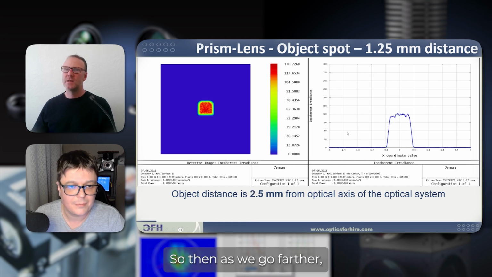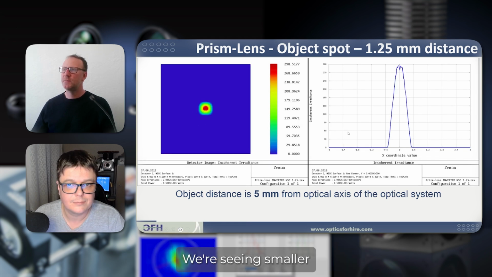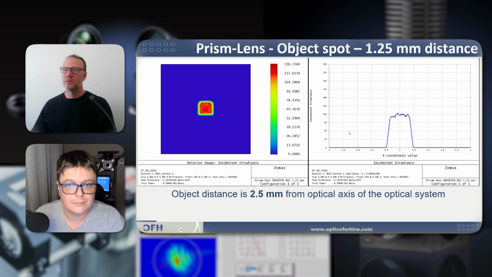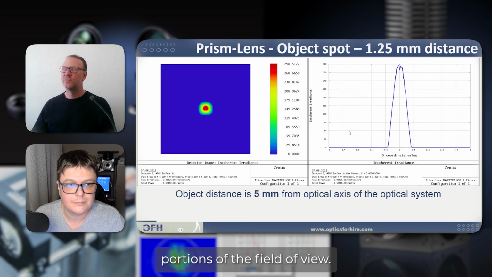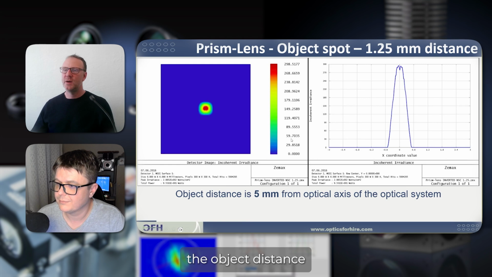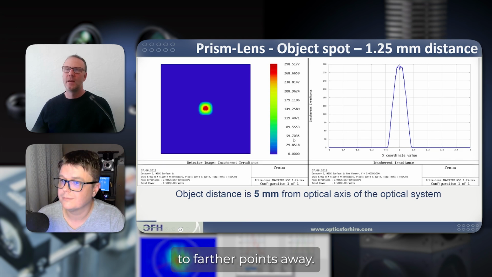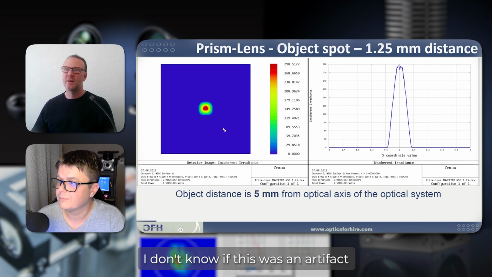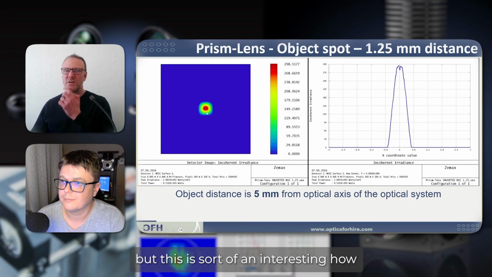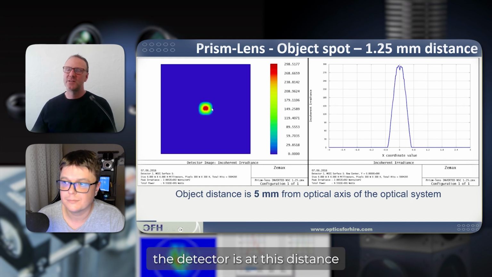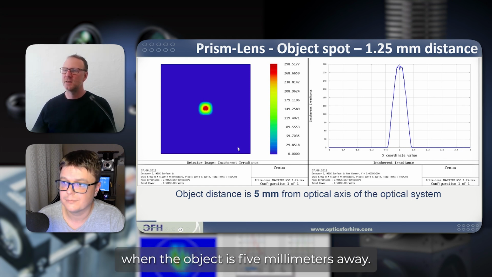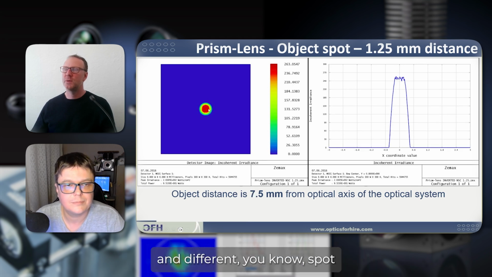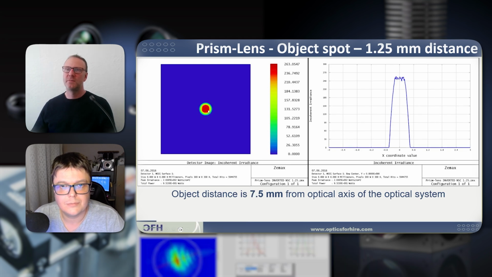Okay, so then as we go farther, the same thing happens. We're seeing smaller and smaller portions of the field of view, and with the prism system as you move the object distance to farther points away. Essentially, I don't know if this was an artifact either, but it's interesting how the detector at this distance, when the object is 5 millimeters away, is kind of a different shape and different spot pattern.